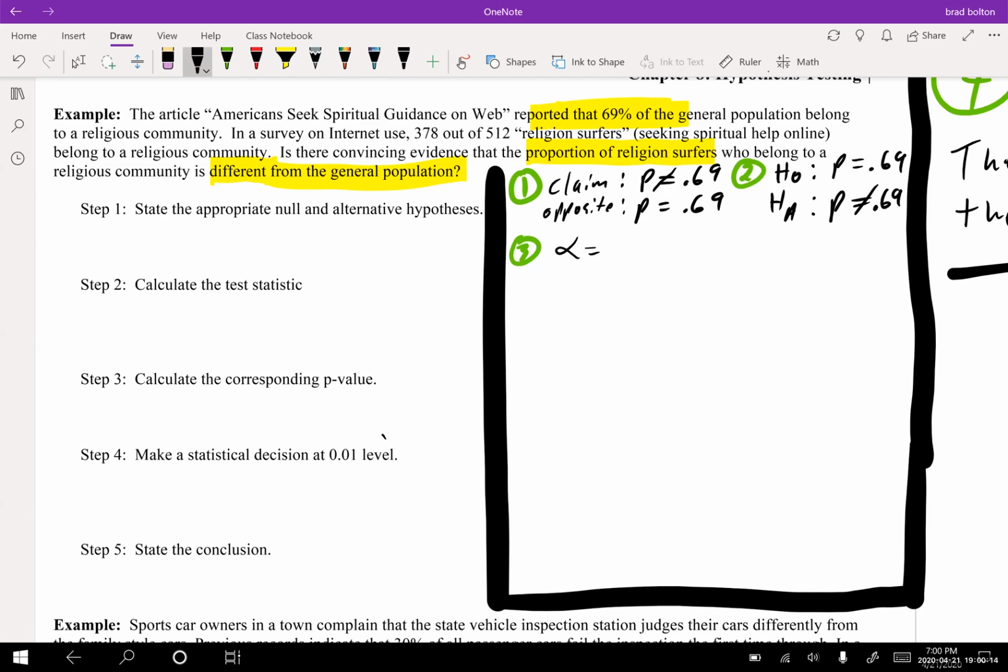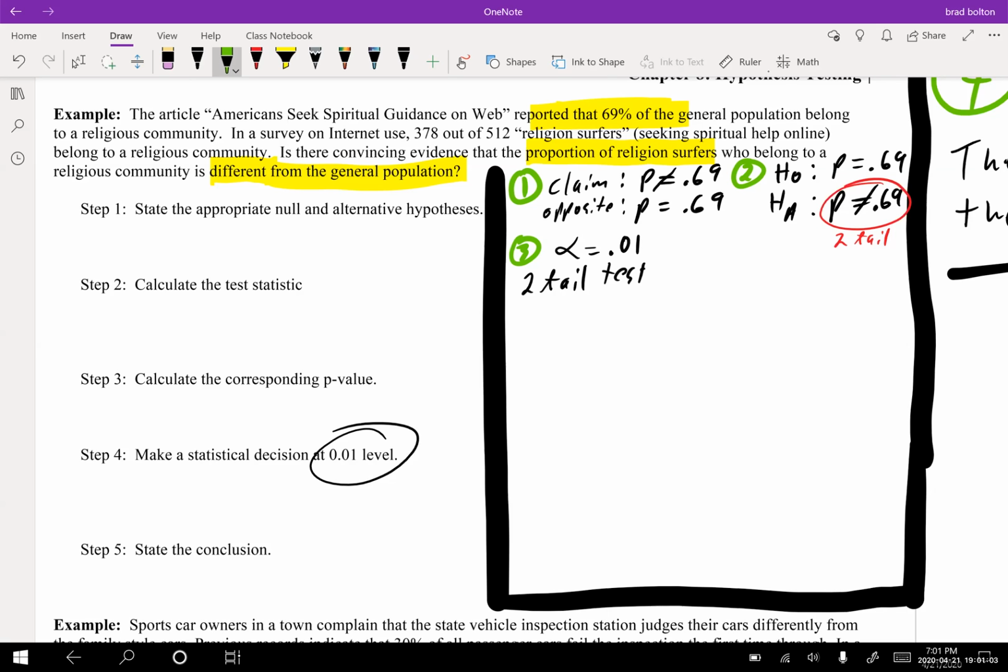We know that alpha, they say right here, is 0.01. Okay. And we know that this is a 2-tail test. And the way we know that is, remember, we look to the alternate hypothesis, and the alternate hypothesis tells us 2-tail, okay, because it's a not equal to. If it was a less than, then it would be a left tail test. If it was a greater than, then it would be a right tail test. But both of those are 1-tail. Because it's a not equal to, we're going to use a 2-tail test, okay? So let's do part 4 now.